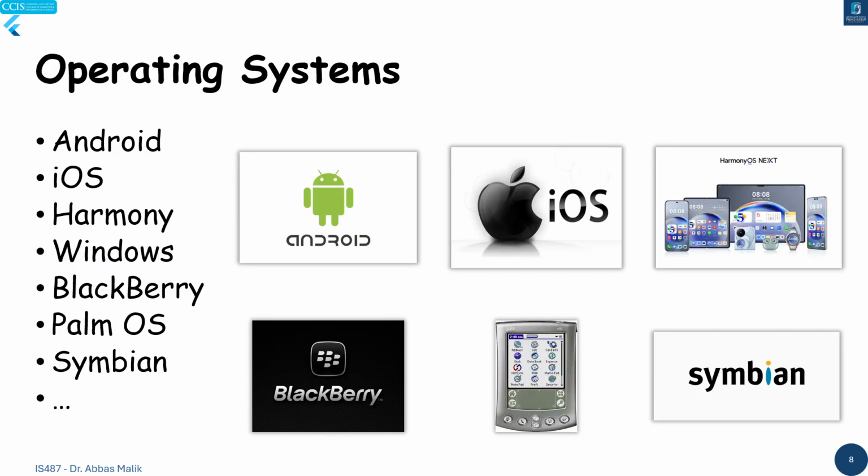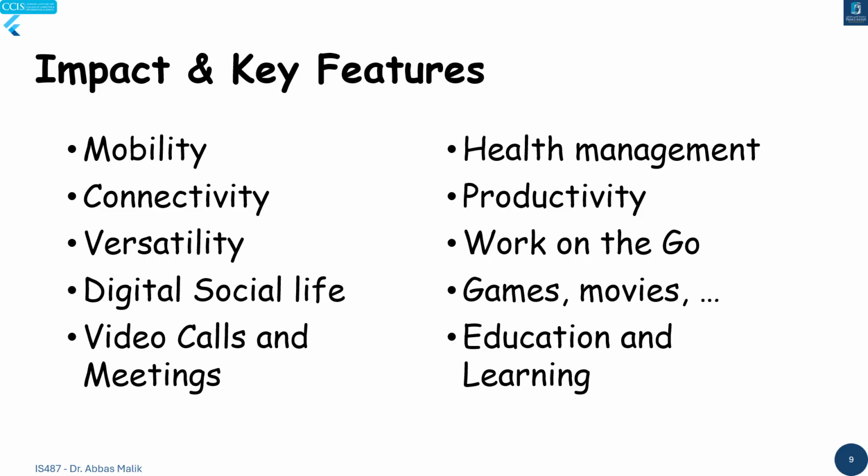As we know, mobile devices are electronic devices, so there are certain operating systems which are required to power these devices. We have Android, iOS, Harmony from Huawei, Windows, BlackBerry, Palm OS, Symbian. Android is supported or managed by Google. iOS is managed by Apple. So these are some of the impacts and key features that these mobile devices have had since 2007.